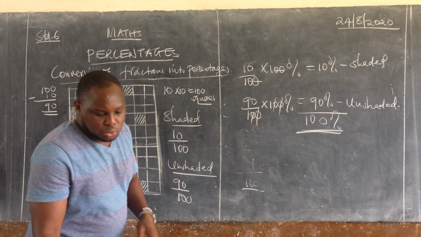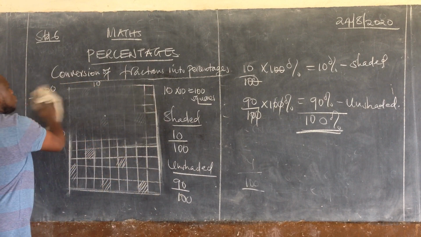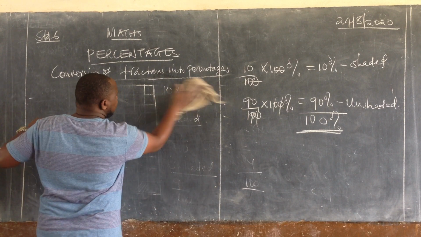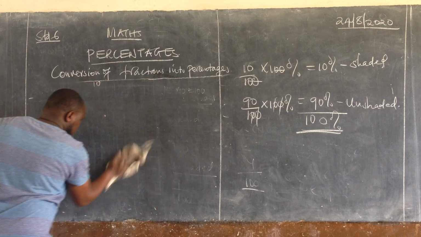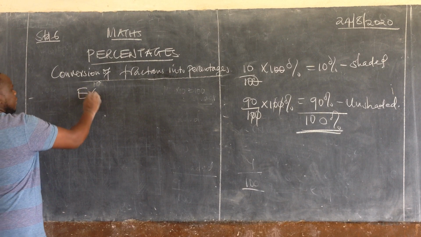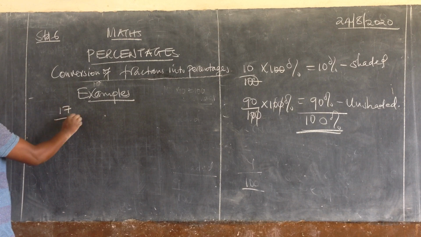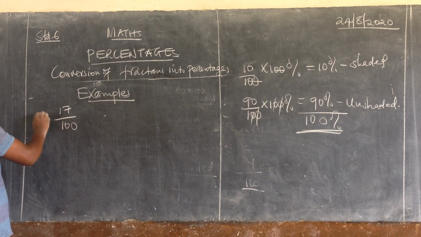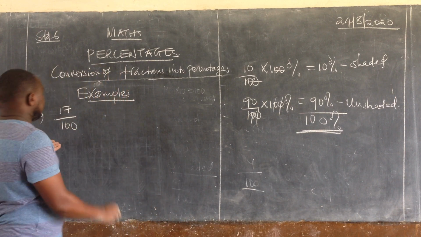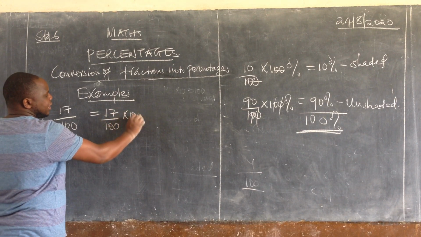So let us go back to our topic today and see how we can convert fractions into percentages. I want to give you examples of fractions that we are going to convert. For example, you can be given, convert 17 out of 100 as a percentage. I've already showed you what you're supposed to do. So in this case, you say 17 out of 100 times 100%.